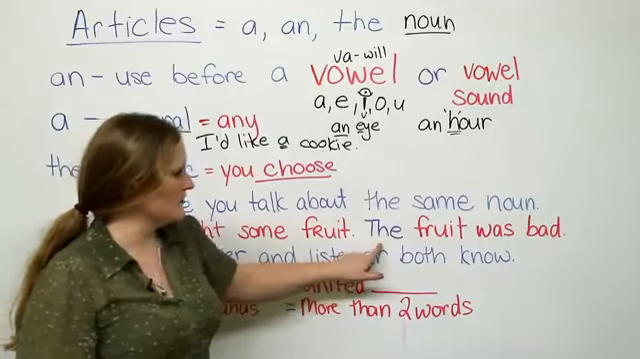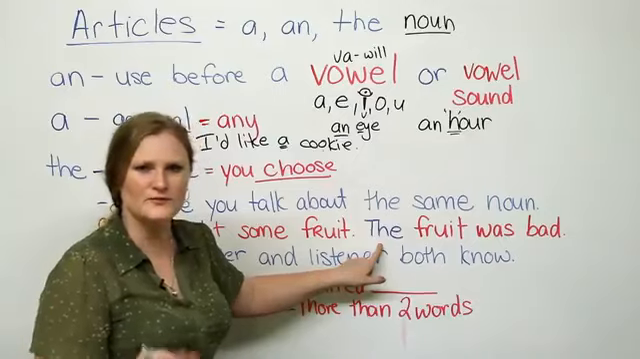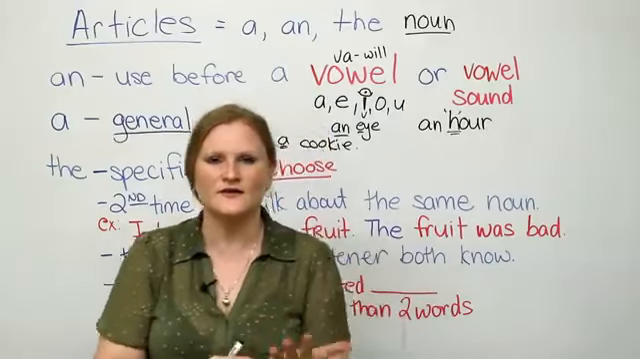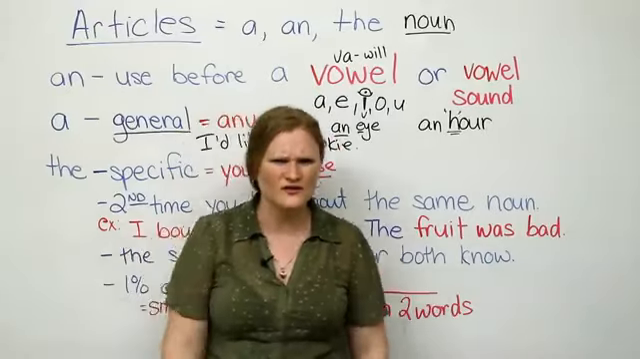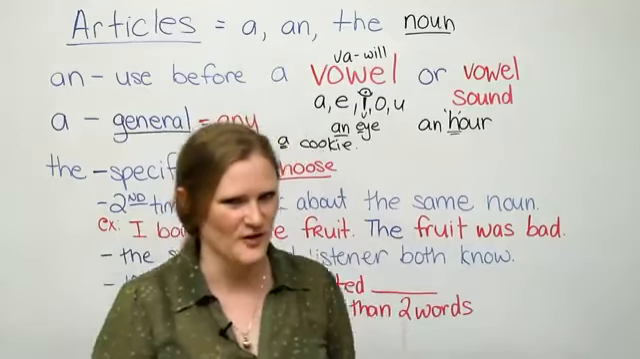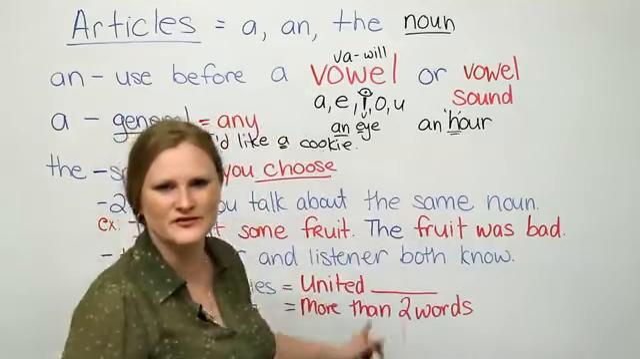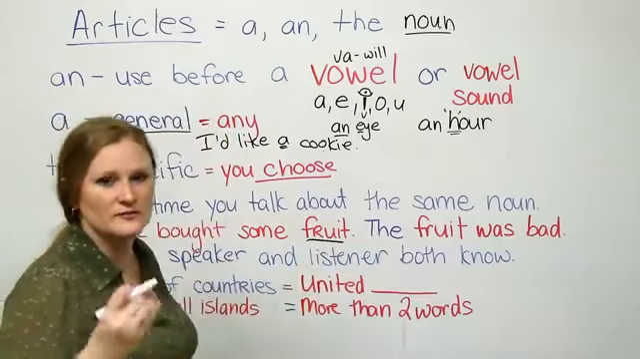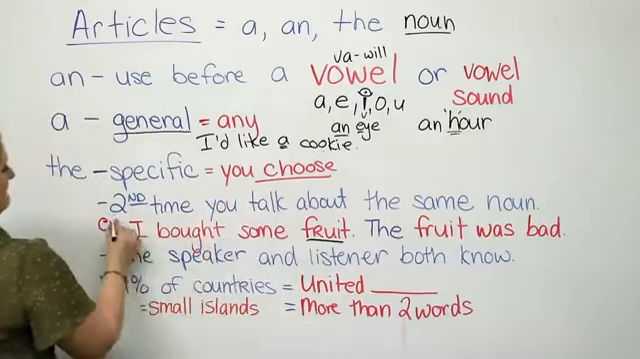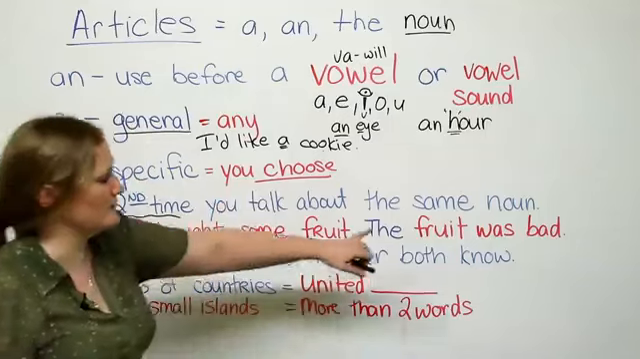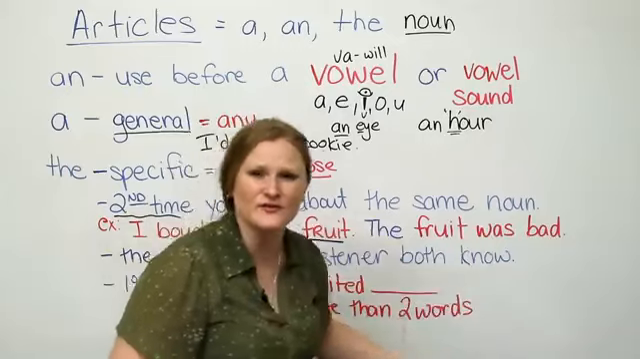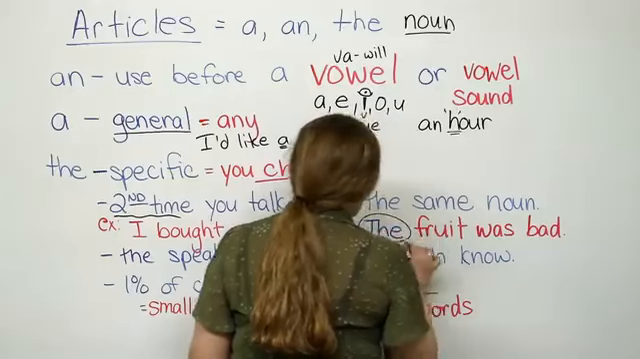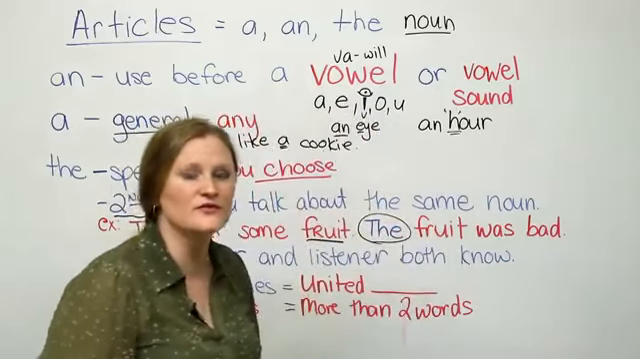I bought some fruit. The fruit was bad. But Ronnie, you just said if it's an uncountable noun, we don't use an article. What are you doing? Have you lost your mind? No, this is a grammar rule. The first time I talk about the fruit, I use no article because it's uncountable. But the second time I'm talking about the same noun, I have to. I don't know why. I just have to. It's a rule. So I have to say the fruit. The fruit was bad.